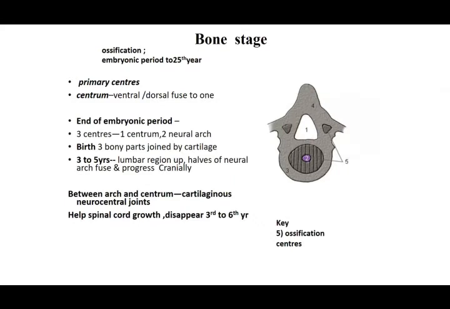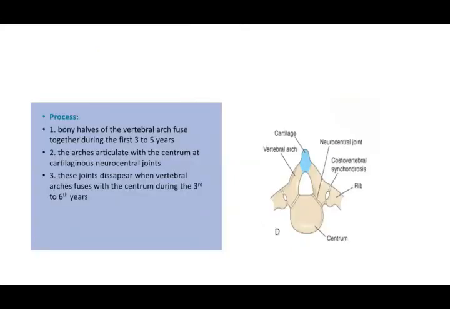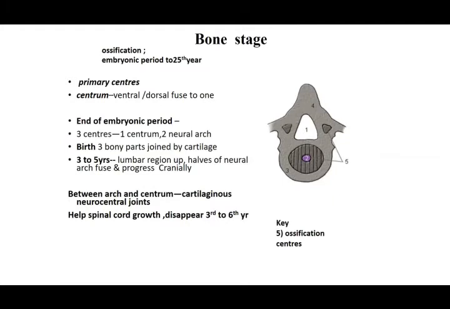I'll show you a picture. You see this picture, these neurocentral joints. The neural arch has a center of ossification, and the centrum or the body has a center of ossification. And by the age of the third to sixth year, the two halves of the arch and the body are united by the neurocentral joints. These joints are there.